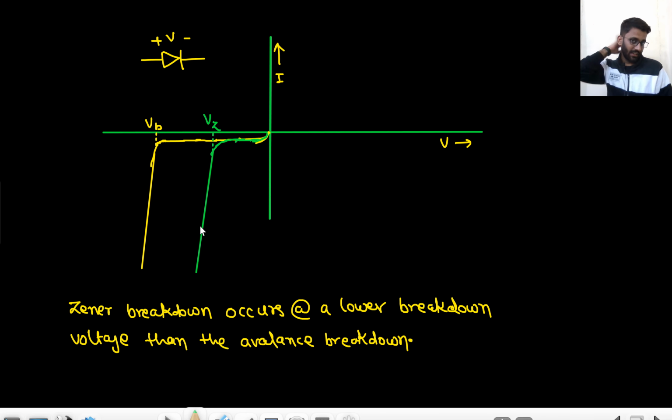Okay, so generally Zener breakdown occurs at a lower breakdown voltage than avalanche breakdown, right? Like if we are using a Zener diode, that means at lower voltage only we will get the breakdown. Okay, generally the avalanche breakdown voltage is higher than the Zener breakdown voltage. Okay, this is for avalanche.